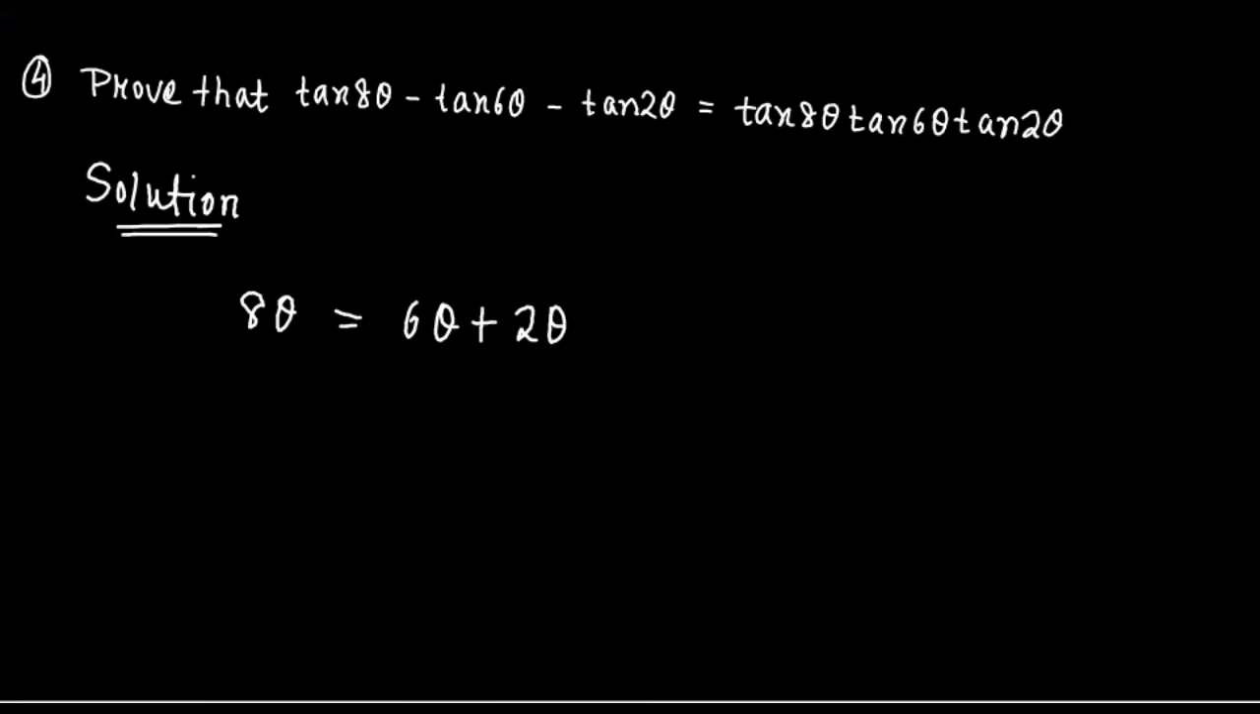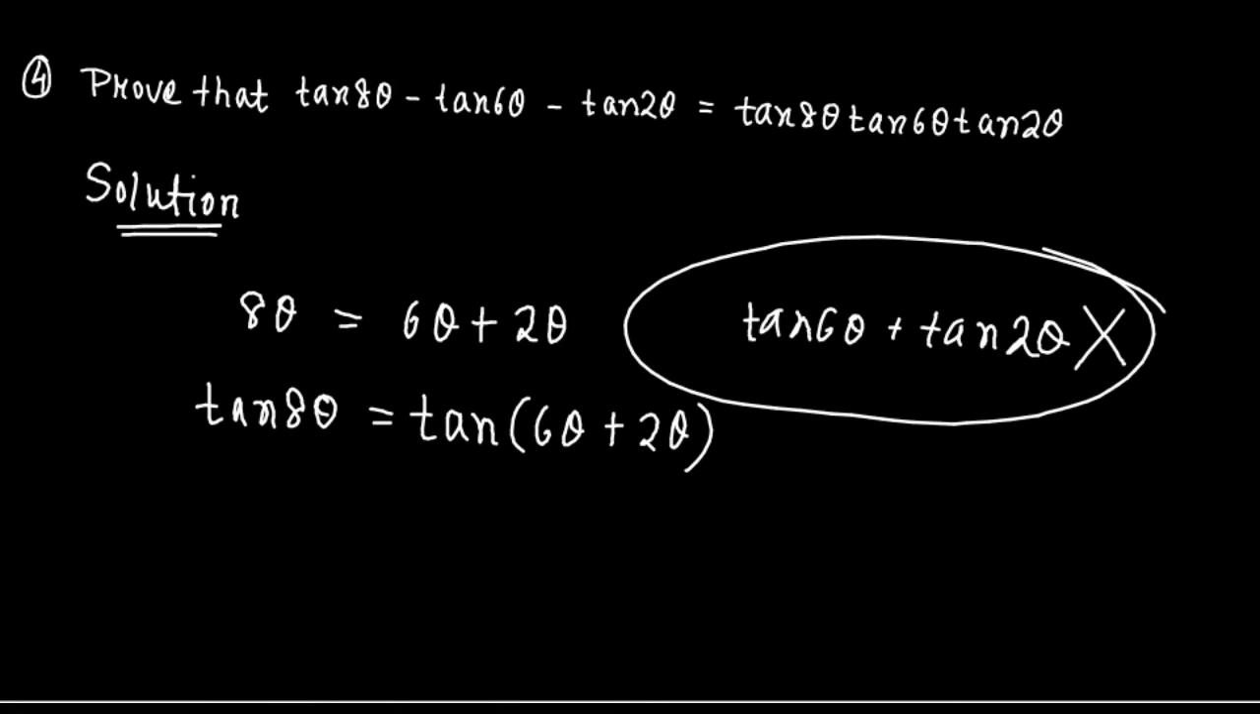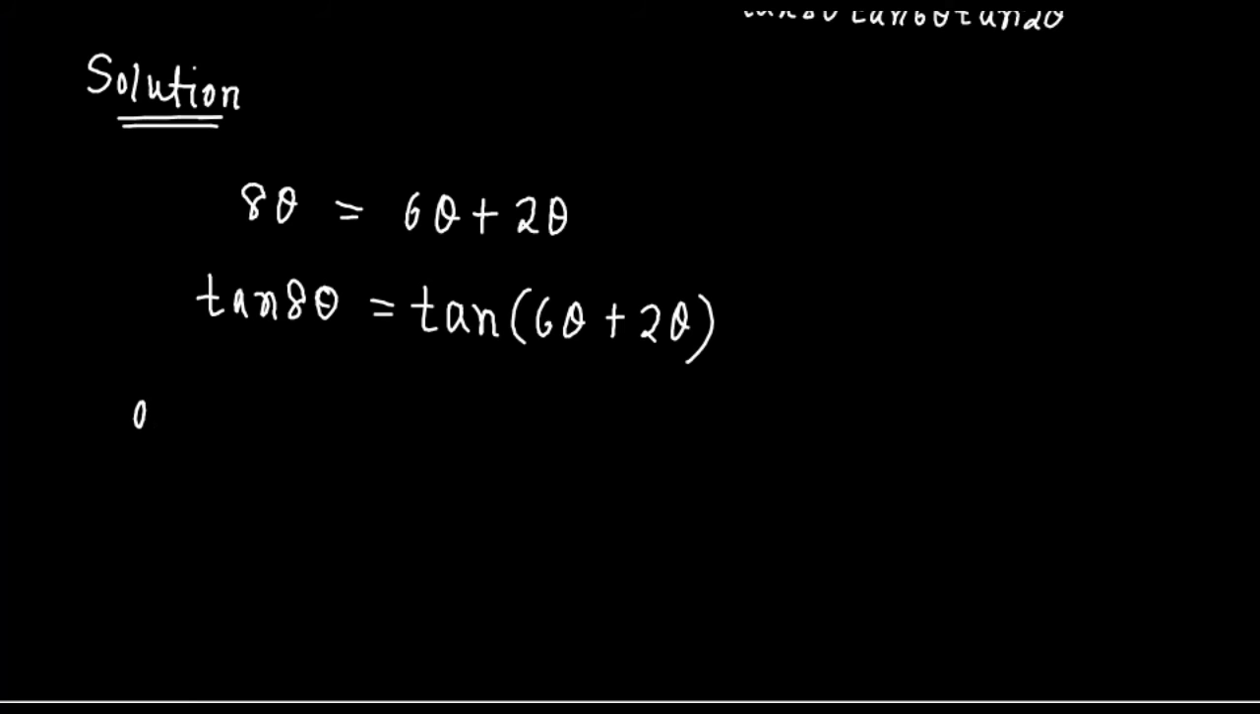Now we will impose the tan function on both sides. So it will become tan 8 theta is equal to tan of (6 theta plus 2 theta). Not like tan of 6 theta plus tan of 2 theta. This is wrong. We are imposing the tan function on the whole of this angle, not just individually. Okay, now this is tan 8 theta.